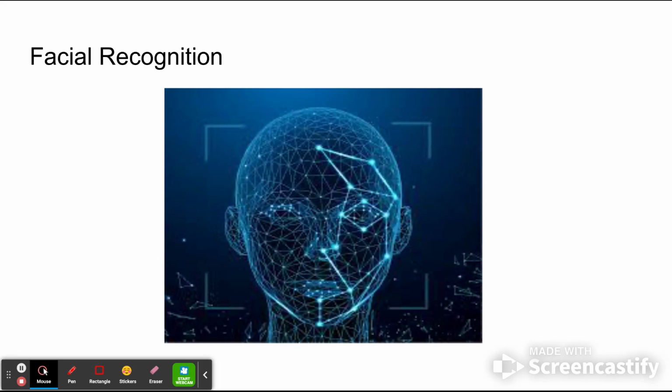First, with AI, they use facial recognition. Facial recognition uses a digital image of a face to identify a person. The technology is becoming so good that facial recognition can single you out in a crowd.